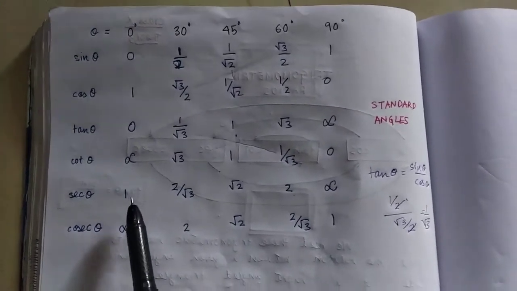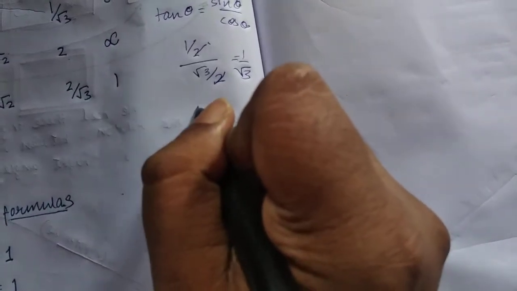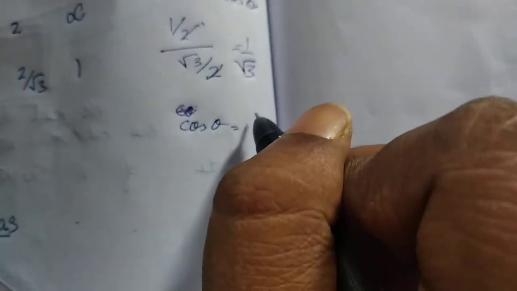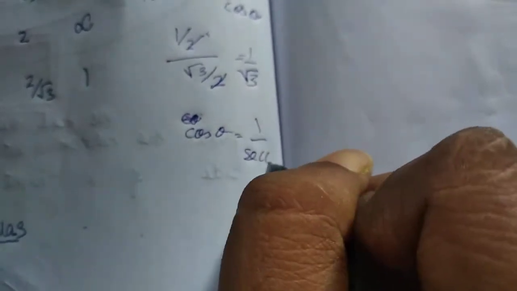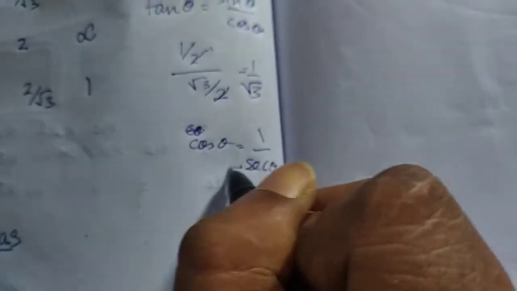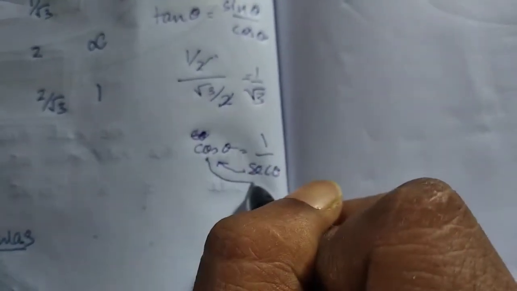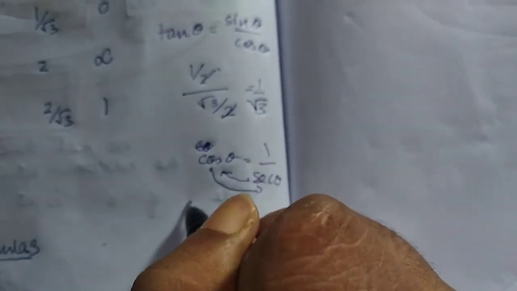Sec theta is just the inverse of cos theta. For example, I have shown you that cos theta is equal to 1 by sec theta. And also, if you bring the cos in here and sec in here, you will get sec theta equals 1 by cos theta.